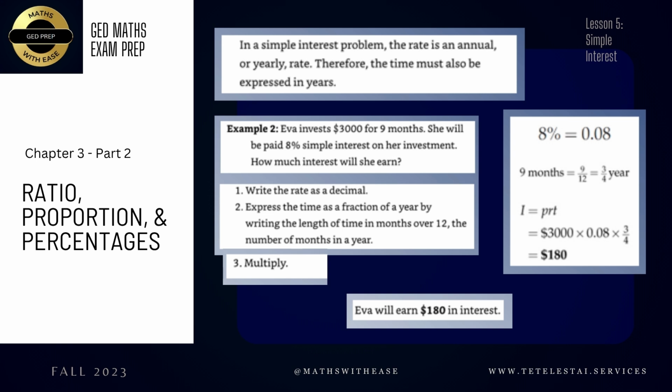And so now we can go ahead and find our interest by just multiplying the principal, $3,000, by the rate, 0.08, and the time, which is our fraction here, 3/4, or 0.75. You can either use your fraction key on your calculator and enter 3/4, or you can simply convert 3/4 to its decimal equivalent, which is 0.75. And then we find that Eva will earn $180 in interest.